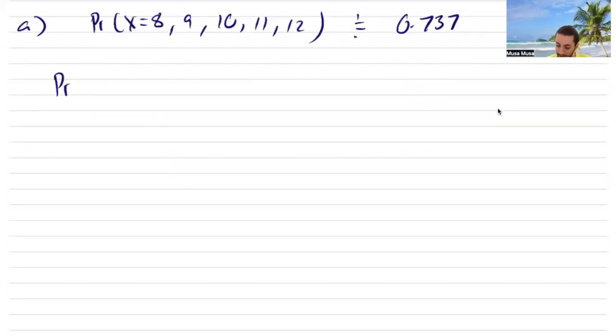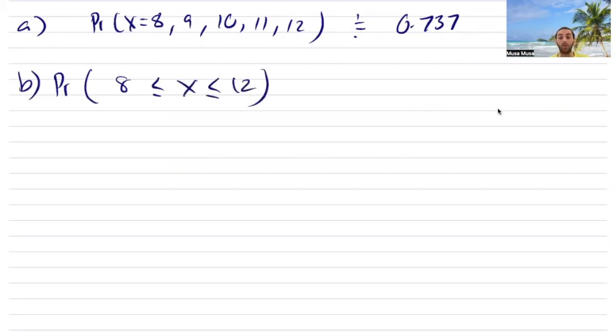Now, for part B, the probability that this is the case, you have to use your continuity correction now. Your continuity correction means that instead of just saying X has to be between 8 and 12, you have to ensure you've included the entire 8 and the entire 12. And that means that you're going to say the probability that X is between 7.5 and 12.5.